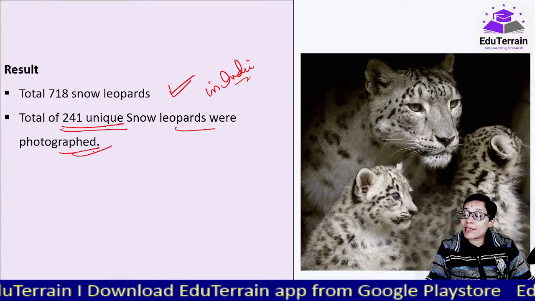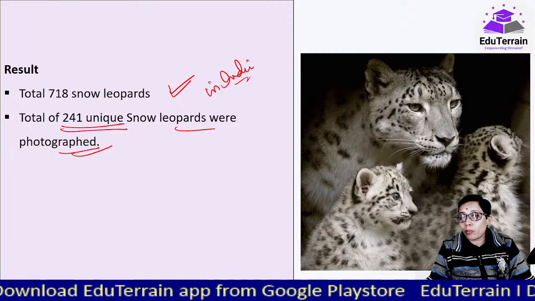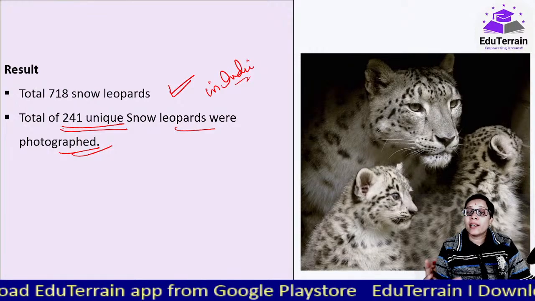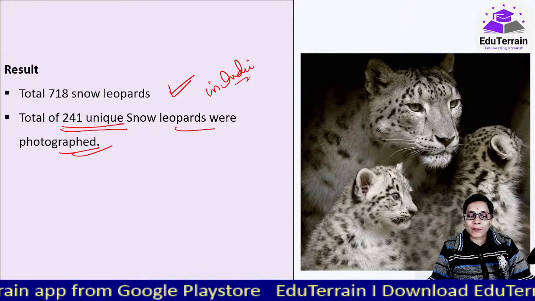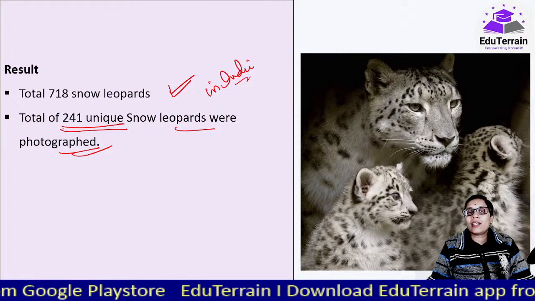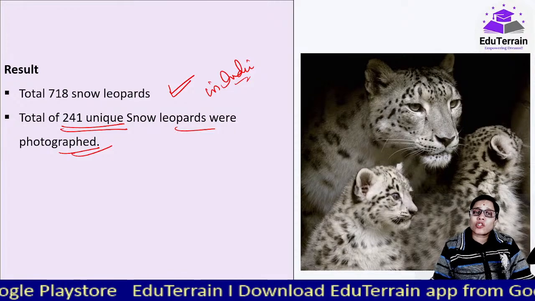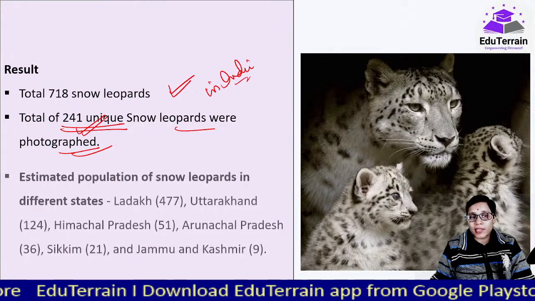As I have said, there are various methods of assessing them. Few they have photographed, few because of the paw prints and all that, because they are also similar to us. Like fingerprints, they also have different paw prints. So accordingly they can understand if they are the same or not, and accordingly they'll count. Okay. But they could get at least 241 unique snow leopard photographs as well.